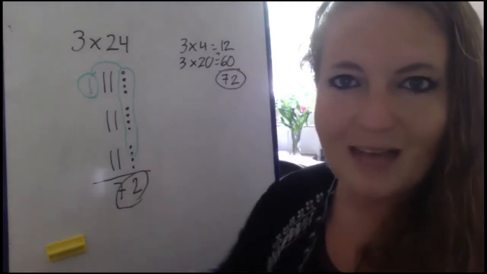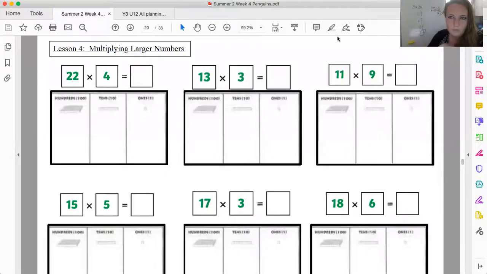So let's look now at your packet. All right, so you can see here that we have 6 multiplication equations that I'd like you to solve. So here we have 22 times 4. So again, you're going to draw in Deans the larger factor. So in this case, 22. Are we going to need any hundreds? Well, no.